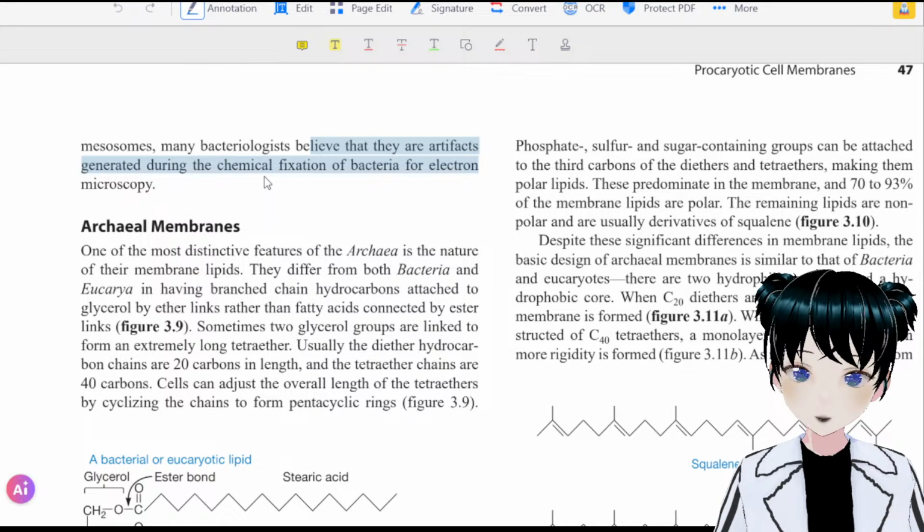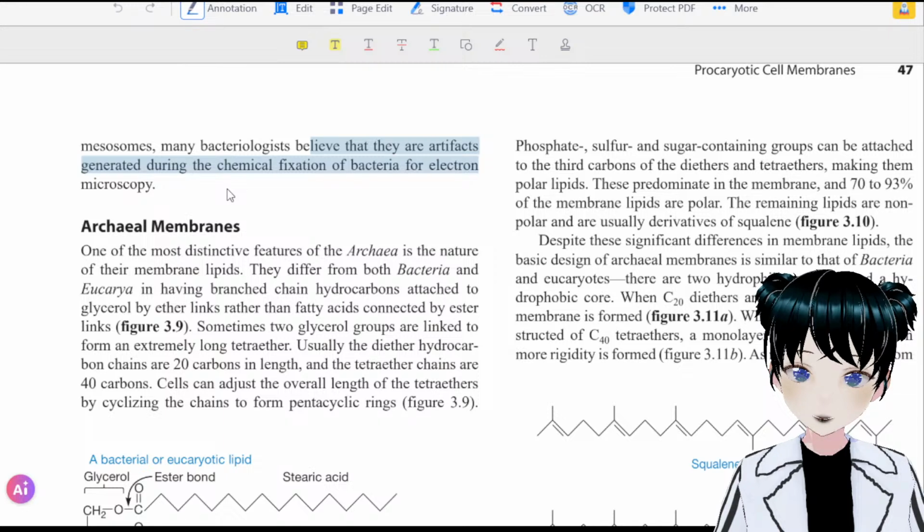Artifacts. They are saying that this happens only when there is a chemical fixation in the bacteria for electron microscopy. Artifacts mean these are artificial things, like it doesn't happen in the environment, because who will prepare bacteria for electron microscopy in the environment? Do they need that kind of protective layering?